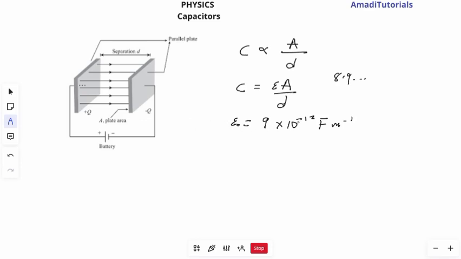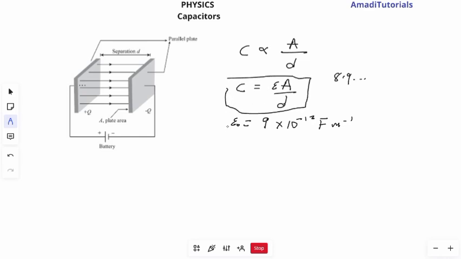So this one, 9 times 10 raised to the power minus 12, is that of air, or you call it vacuum, which is the one that you will be calculating with at this level, O-level physics. But for higher level, you have to have your relative permittivity epsilon equal to that of the material times that of the air, but that is not for this level.